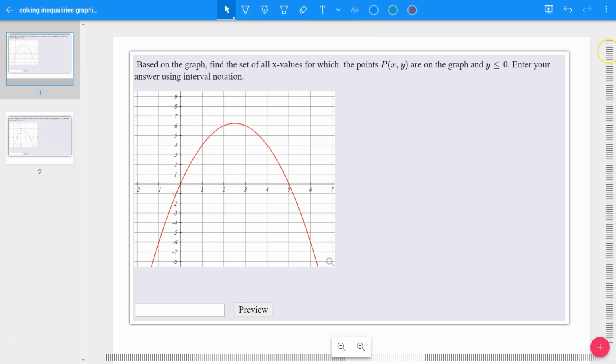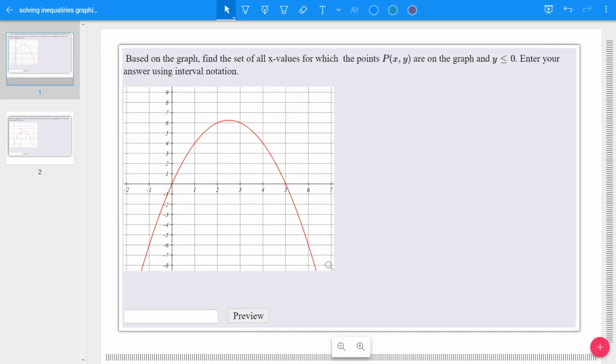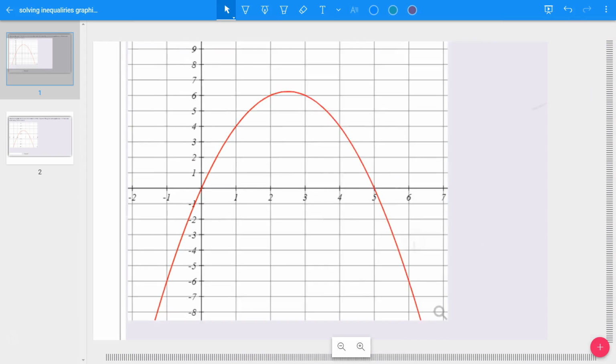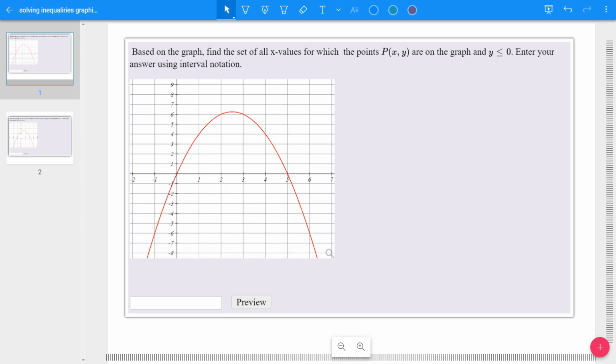Let's take a look at some examples of solving quadratic inequalities graphically. So here, as you can see, we have a graph of a parabola on a coordinate grid. It says, based on the graph, find the set of all x values for which P of (x, y), those are just points, each point on the graph, and y is less than or equal to 0. Enter your answer using interval notation.